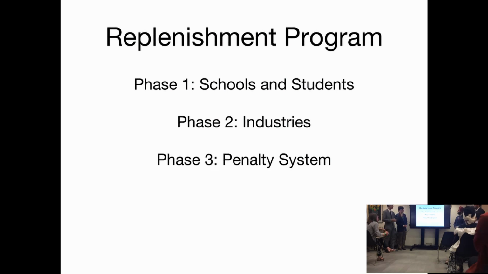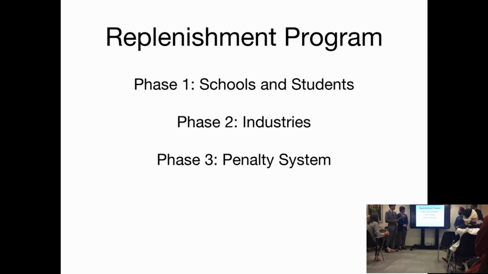Now we want to talk about phase 2 and 3 of our replenishment program. Phase 2 is talking about industries and how we want industries to have to regrow what they have destroyed. Now, these would be policies that are put onto industries, such as if they take down one tree, then they would have to grow 2 in its place.